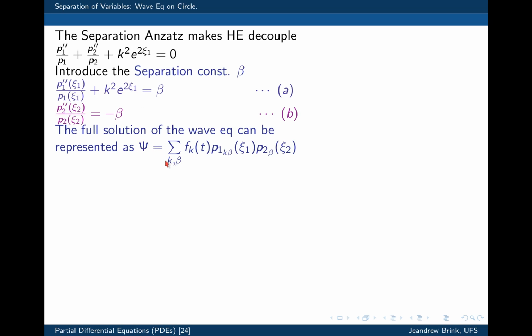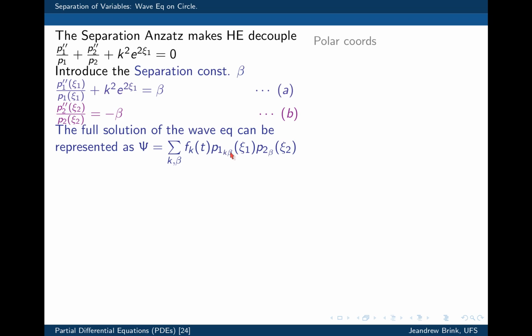for what we have. We have some function that's dependent on k, f of t, that is dependent on k because the frequency is dependent on k, and we can have several of them, right? There's nothing that said we had to pick a particular k. So we're going to just sum over all the possibilities.